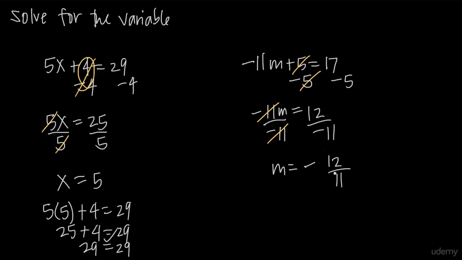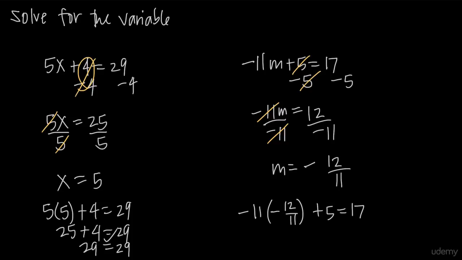Now, we've solved for the variable, but if we want to double check ourselves, we can. So plugging this value for m back into the original equation, instead of negative 11 times m, we'll get negative 11 times the value we found, so negative 12 over 11, and then plus 5 equals 17. And let's see if we get the same kind of situation here as 29 equals 29, if our left and right hand sides are equal to one another.